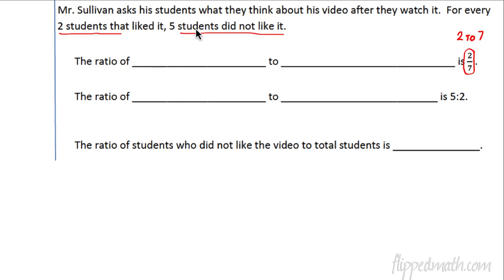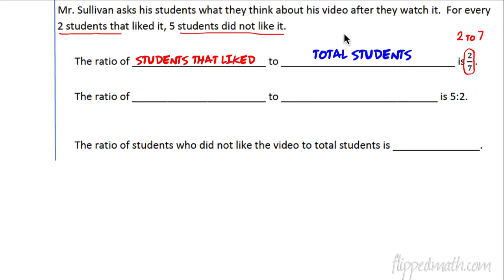So going back to this problem, what is the comparison that would be 2 to 7? Well, we know that 2 students liked it, so we can add that at the beginning. And then the 7 was the total. Okay, so that's pretty easy. So the ratio of students that liked the video to the total students is 2 to 7. Now, when we go to the next statement, I notice that we have 2 blanks again, but it says the ratio is 5 and then this colon 2.